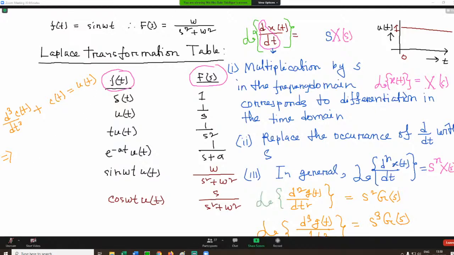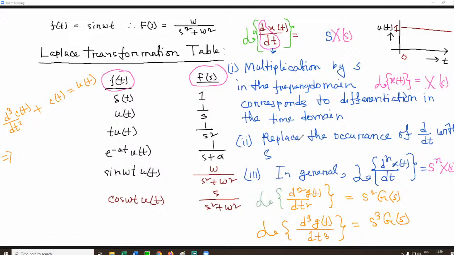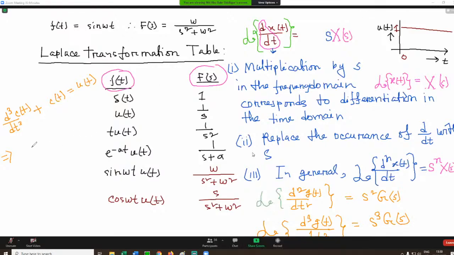S cube C(s), capital C(s). Then S cube C(s) plus capital C(s) equals the transform of u(t), which is 1 by S. Yes, 1 by S.